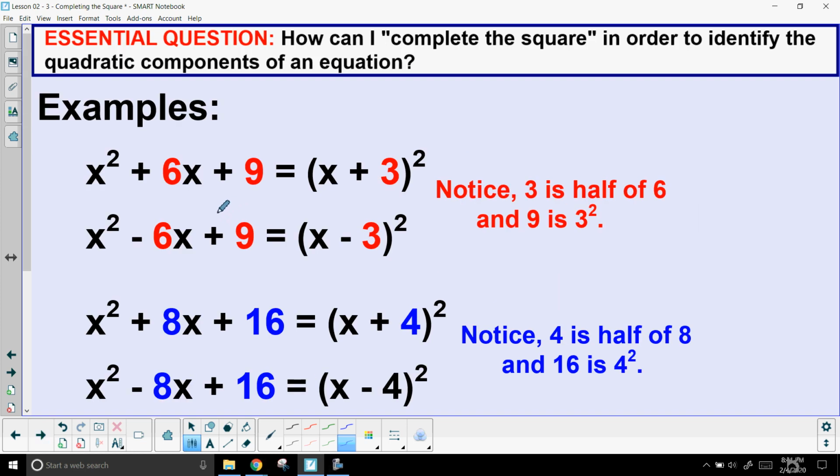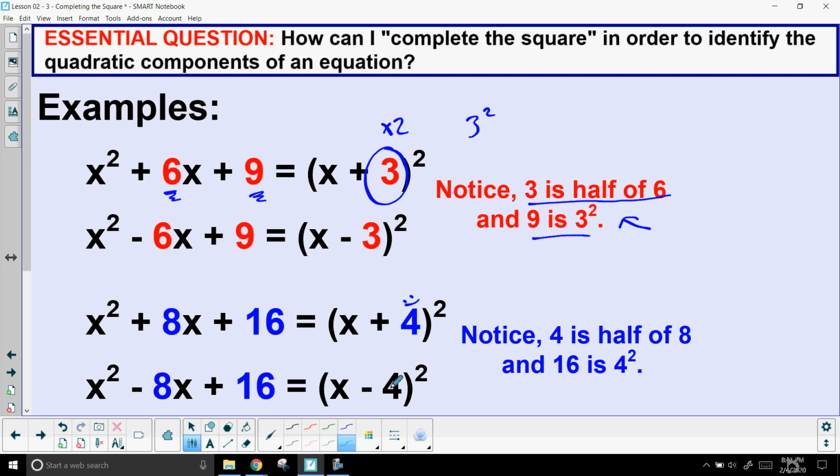Again, in class, we discussed how the 3, let me change color. Well, blue's fine. The 3, when you times it by 2, you get the 6. But when you square it, you get the 9. See, 3 is half of 6. 9 is 3 squared. Same concept down here with the 4. 4 squared is 16. 4 times 2 is 8. Okay? This is the concept we're trying to use.